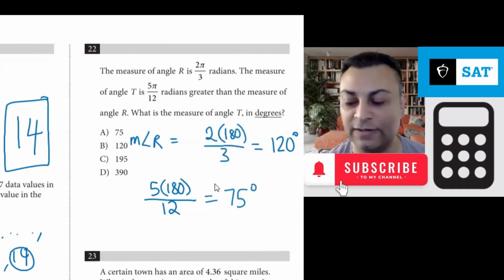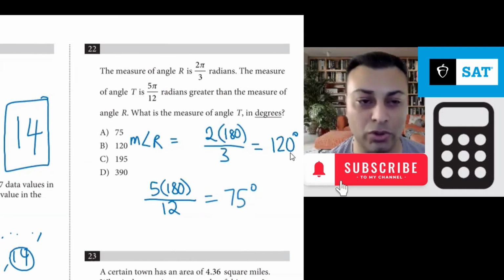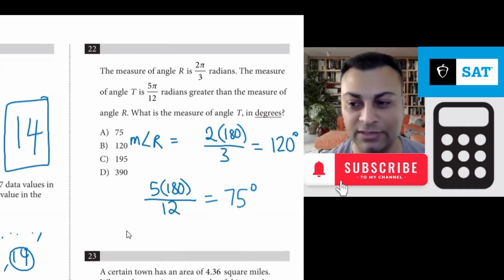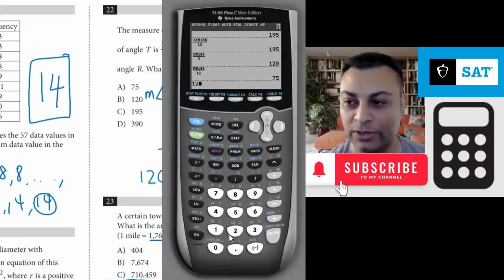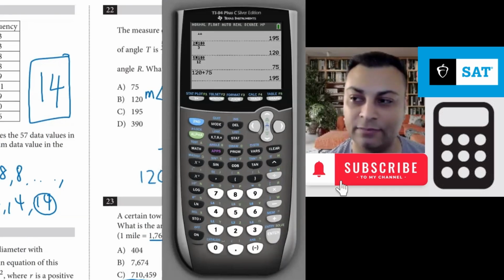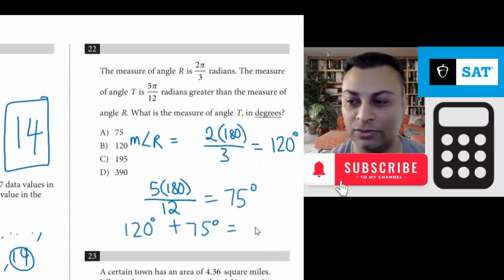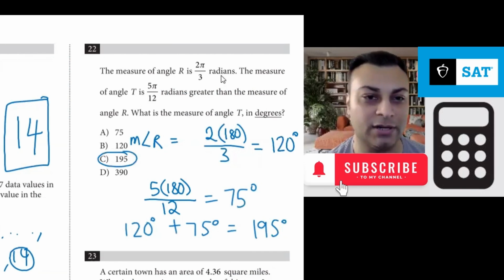Be careful, that's not the final answer. That is, angle T is 75 degrees more than 120. So the final step would still be 120 degrees plus 75 degrees. And you would get, let's use the calculator again, 120 plus 75, 195. So 195 degrees, and that is option C. And that's doing the entire problem with degrees from the very beginning.